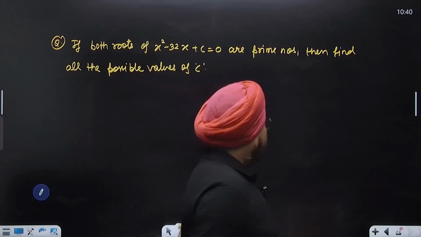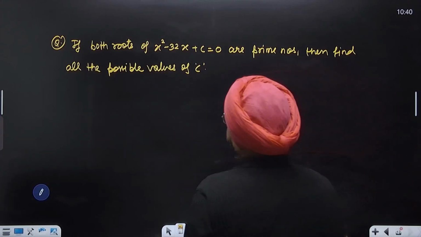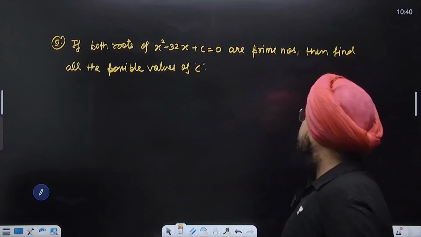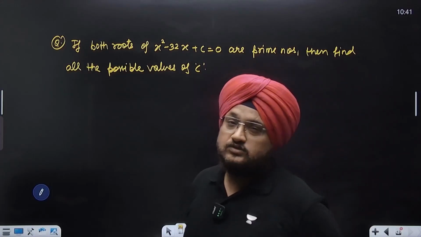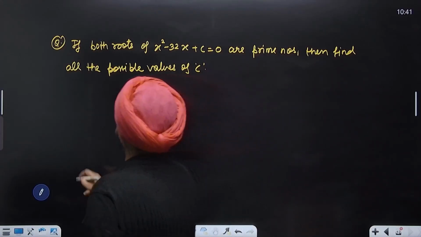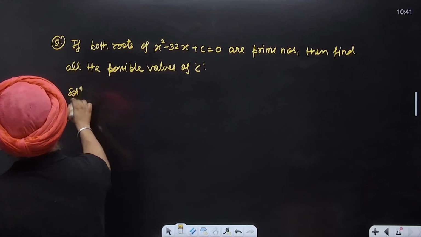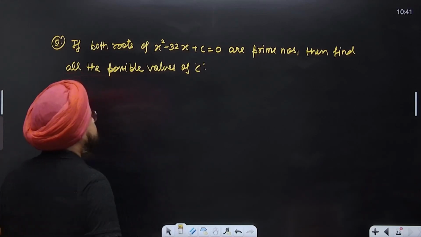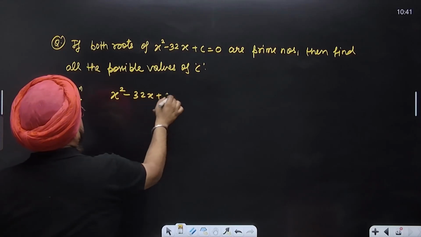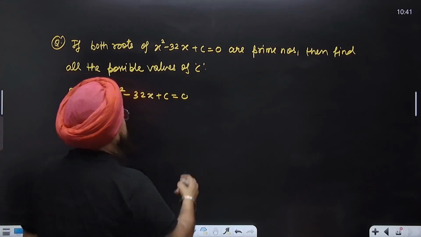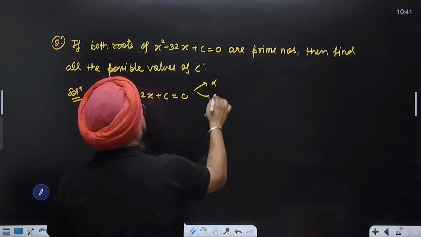Try to solve this problem. In this question, we are given that both the roots are prime numbers and we have to find all the possible values of C. See, the equation is x square minus 32x plus c.